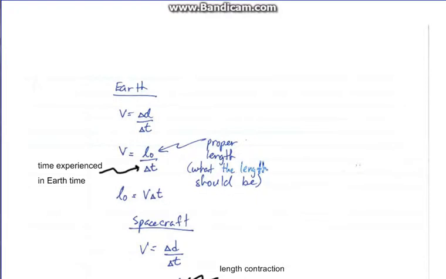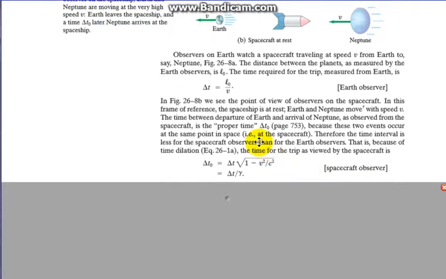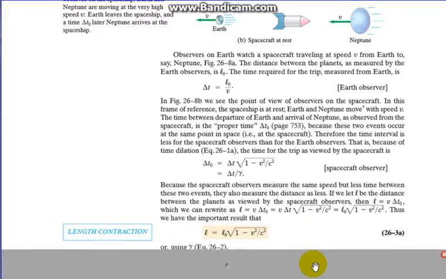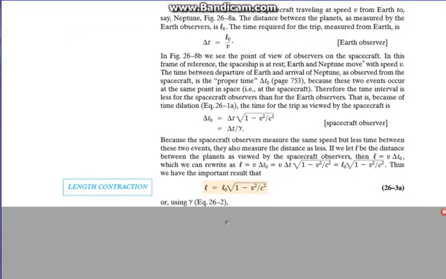So if we go back to here, that's how that equation is derived. They simply jump from here to here. And of course, we can represent that as the gamma symbol there as well. So here is the final equation right there.